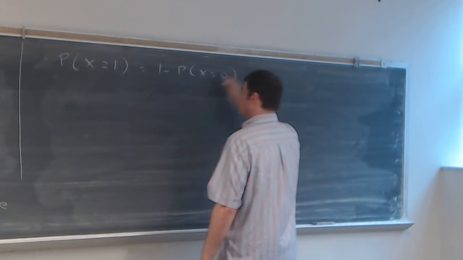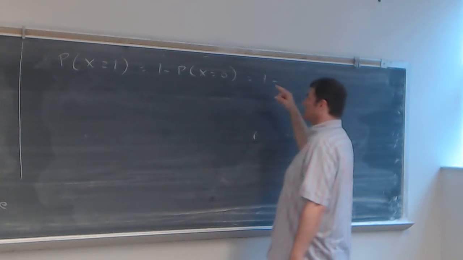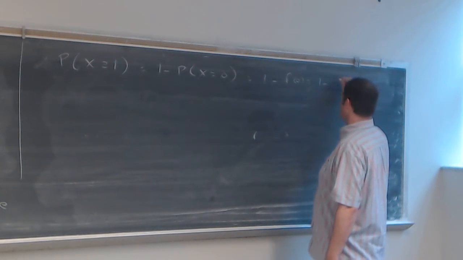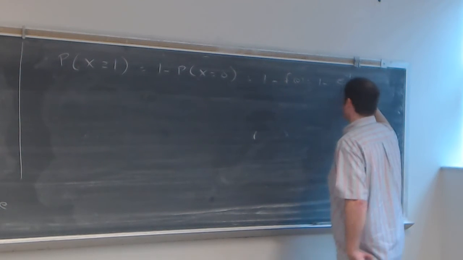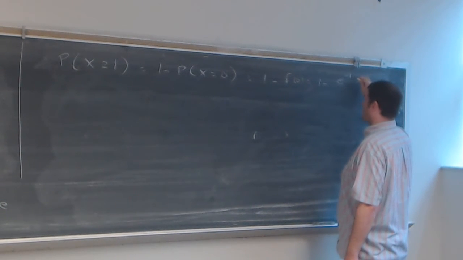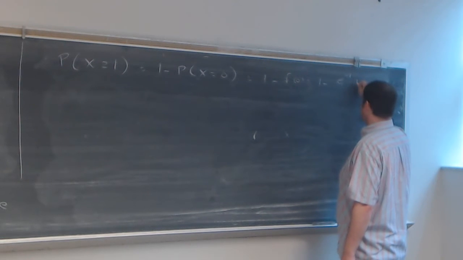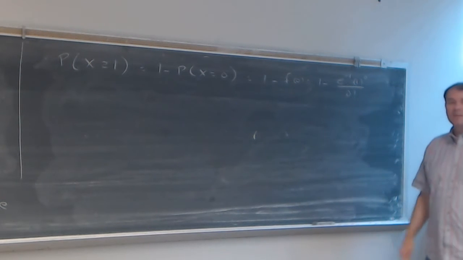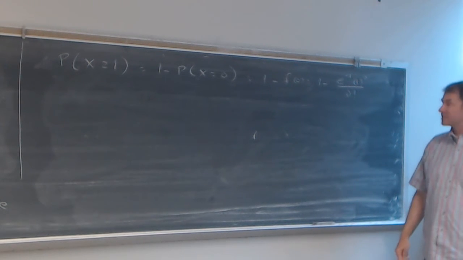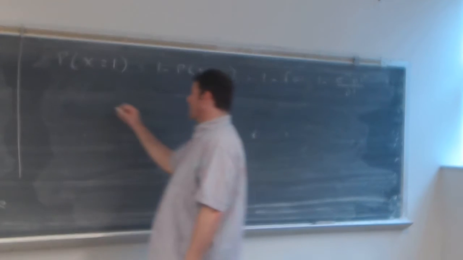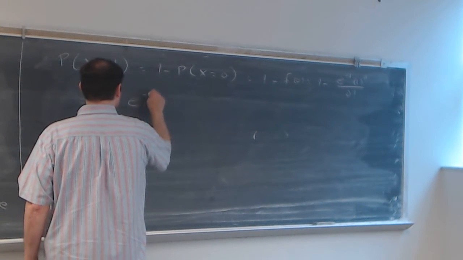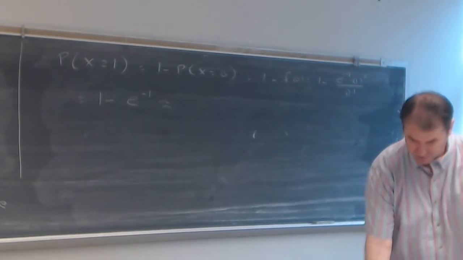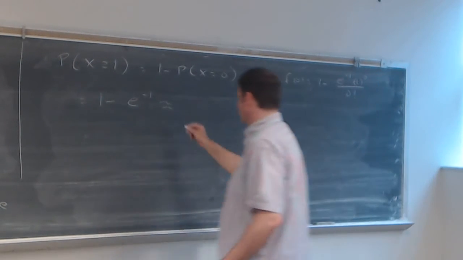Well, I know what this is. This is equal to 1 minus, and the probability that x equals 0 is f of 0, which is e to the minus 1 times 1, lambda raised to the 0, all over 0 factorial. You might remember that we had the convention that 0 factorial is 1, so this is the same thing as 1 minus e to the minus 1. And I think if you use your calculator, you'll find that that's approximately equal to 0.63.